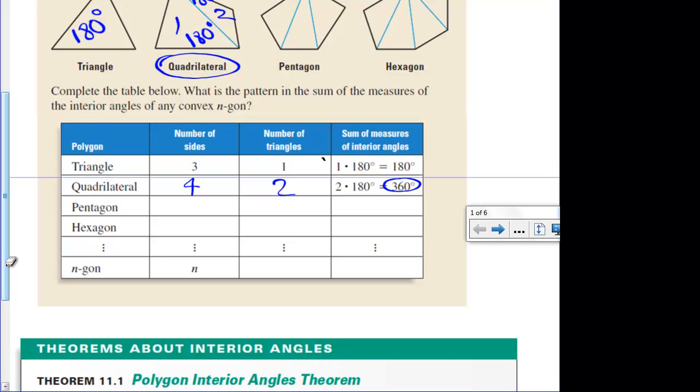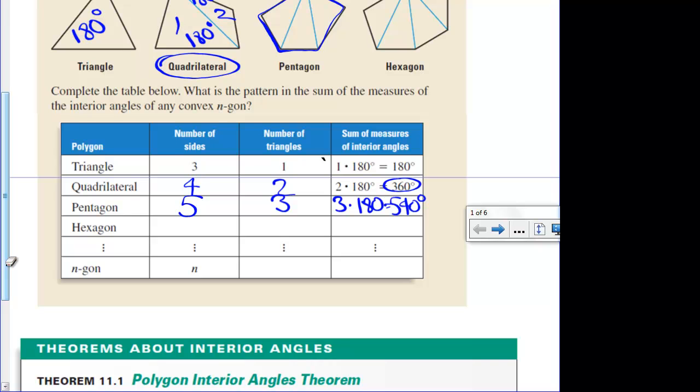What if you have a pentagon? So a pentagon is the shape above. Penta means that it has 5 sides. How many triangles can we create? We can create 3 triangles. So to figure out the total sum of the interior angles, because we're talking about the interior angles, we just take 3 and multiply it times 180. And that gives us 540 degrees.